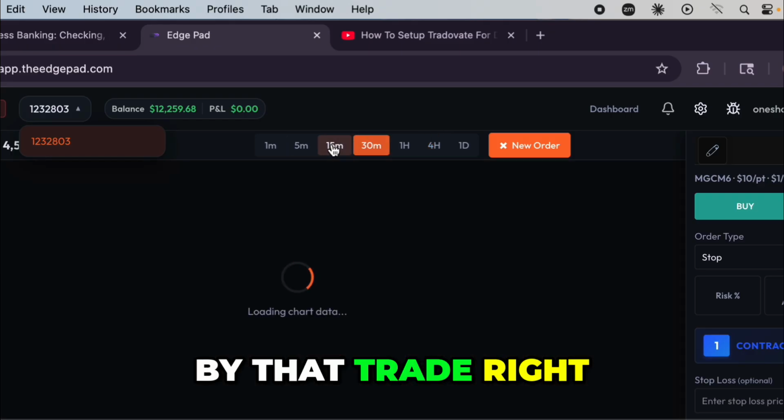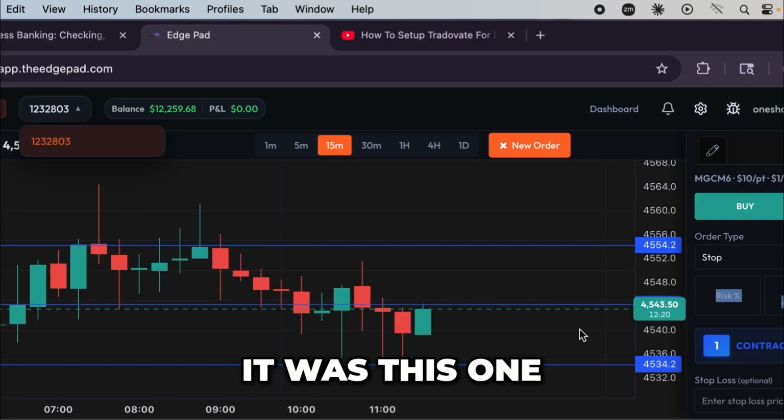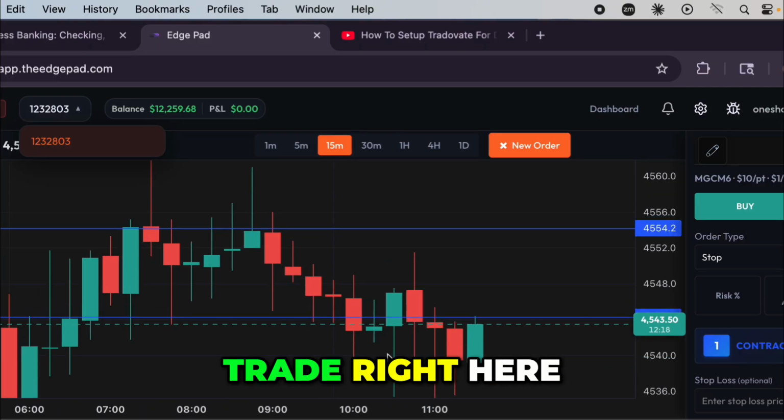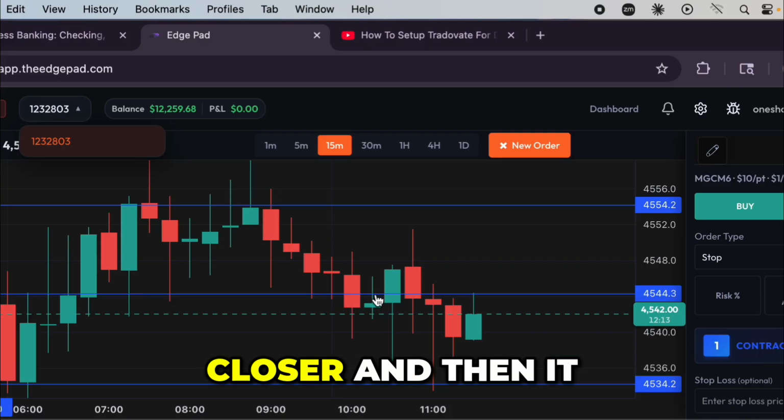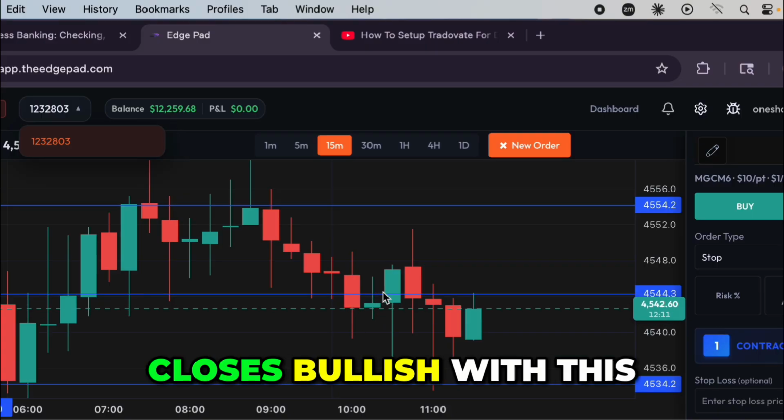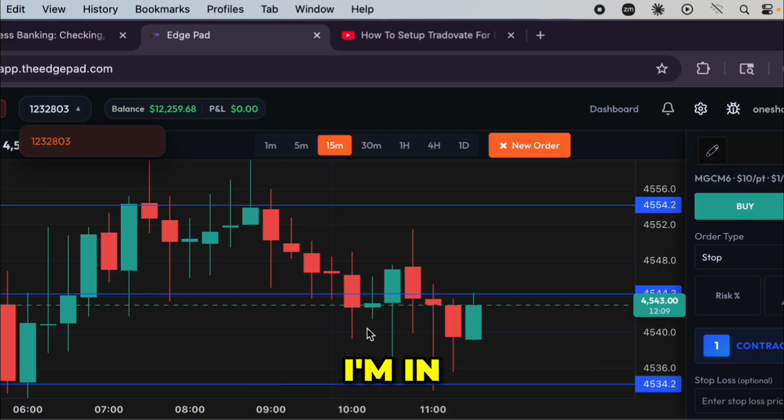And what I mean by that, the trade right here earlier, it was this one. When I see this trade right here, you have a bearish close and then it closes bullish with this type of candle, this trigger candle, I'm in, no question at all.